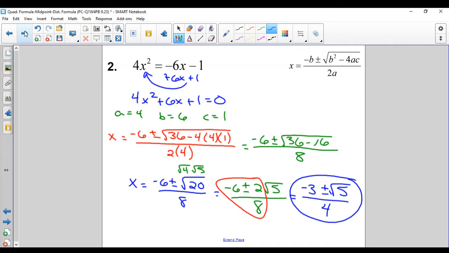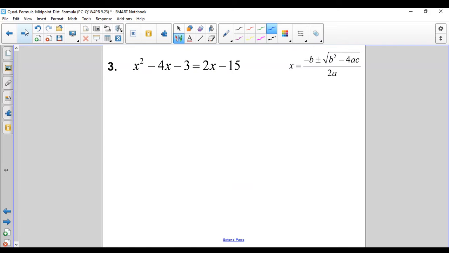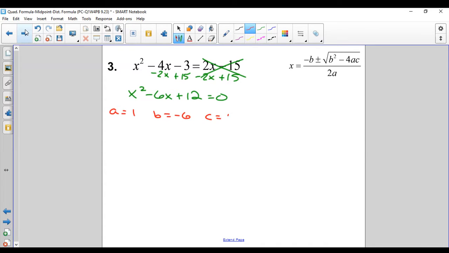Next, just more examples, more focused on what the end results are going to look like. Subtract 2x, add 15, subtract 2x, add 15. Right side's gone. We get x squared minus 6x plus 12. We look at our a, b, and c. a is just 1, b is -6, c is 12.